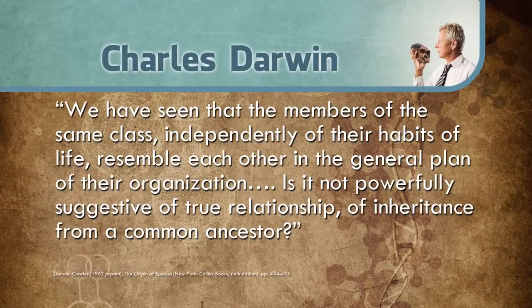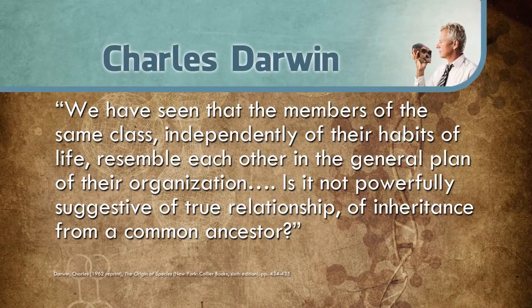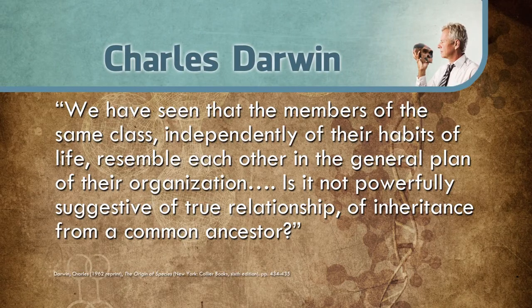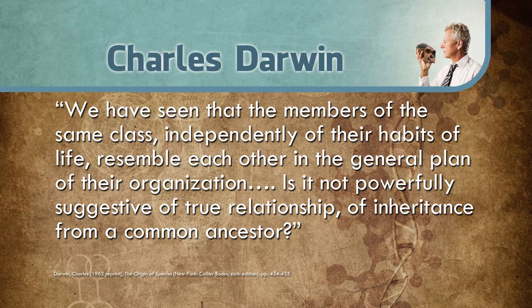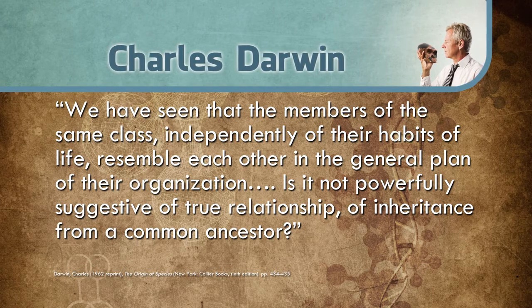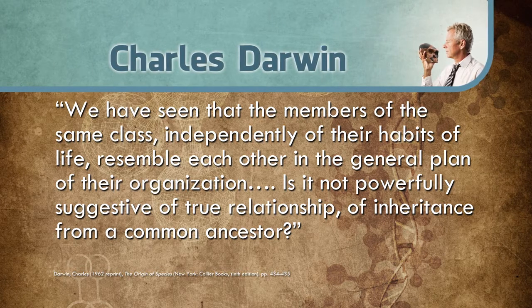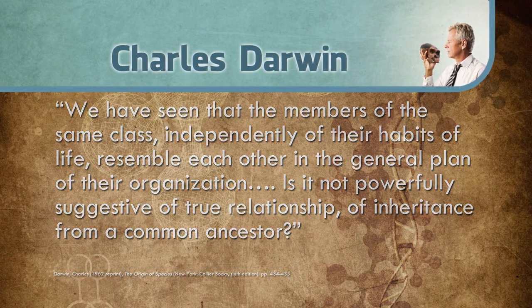Darwin himself saw homology as a strong point in support of evolution. He said, "We have seen that the members of the same class, independently of their habits of life, resemble each other in the general plan of their organization. Is it not powerfully suggestive of true relationship, of inheritance from a common ancestor?" Well, is that true? After all, aren't our similarities to our siblings and parents proof of our relation to them?